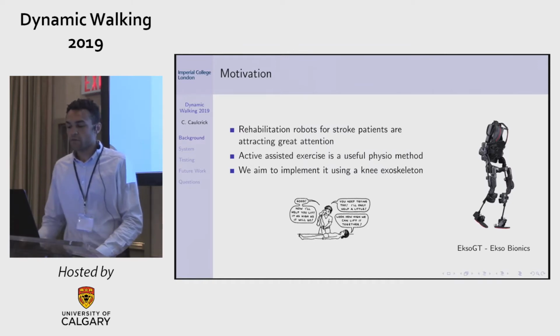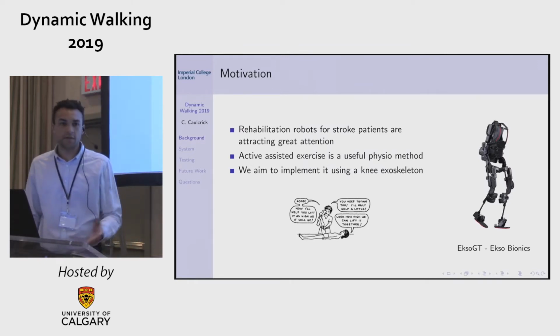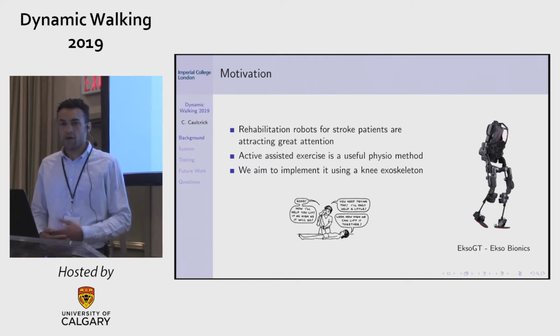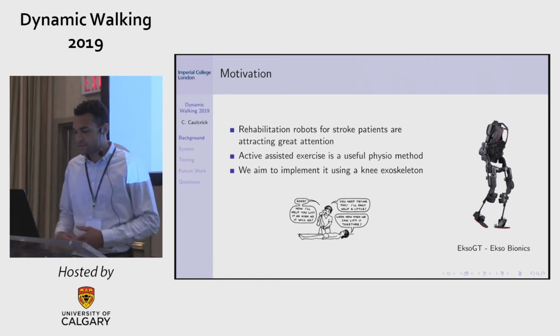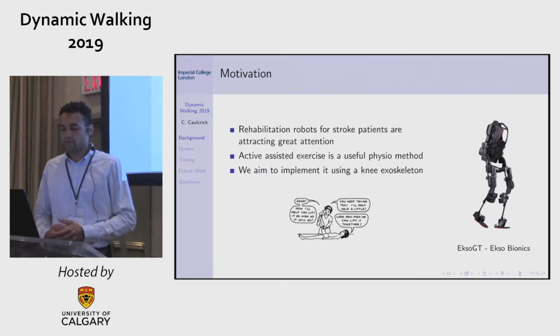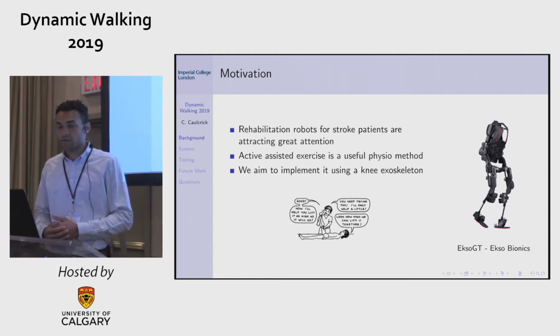So rehabilitation robots for stroke patients are attracting great attention as an alternative or a supplement to existing rehabilitation activities. A great example of this is the ExoGT from Exoskeleton. This exoskeleton has actually been deployed in over 30 countries.